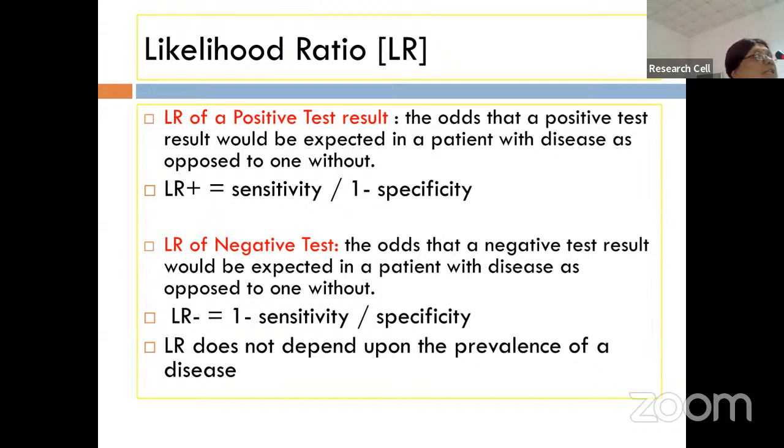Okay. The predictive power of a diagnostic test depends upon three things: sensitivity, specificity, and the prevalence of the disease. And it is directly proportional to the prevalence. But the important point to be noted for likelihood ratio is that it only depends upon sensitivity and specificity, and it doesn't consider the prevalence of a disease. So it is less likely to be changed whether the disease is prevalent or not prevalent.